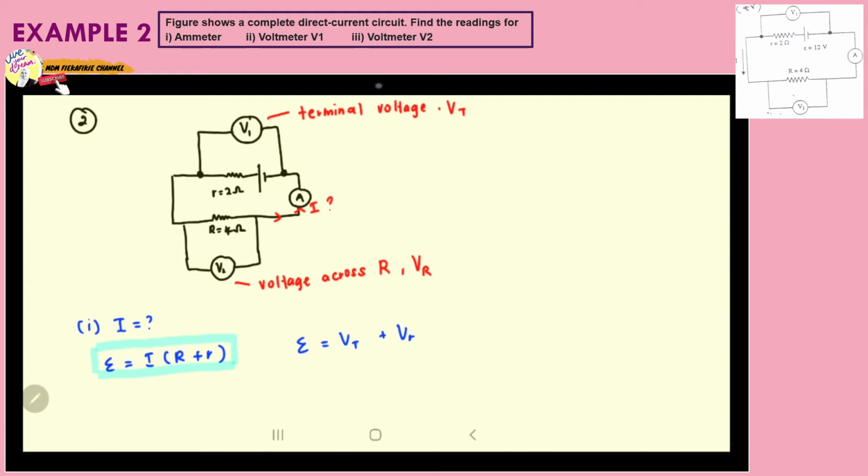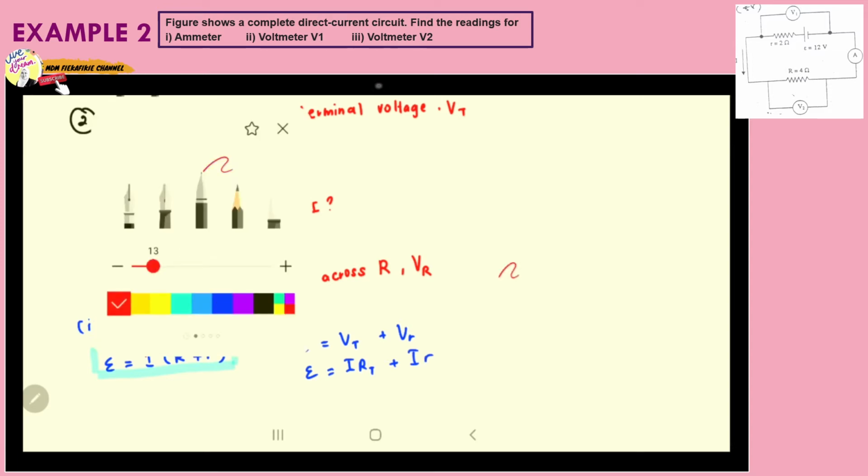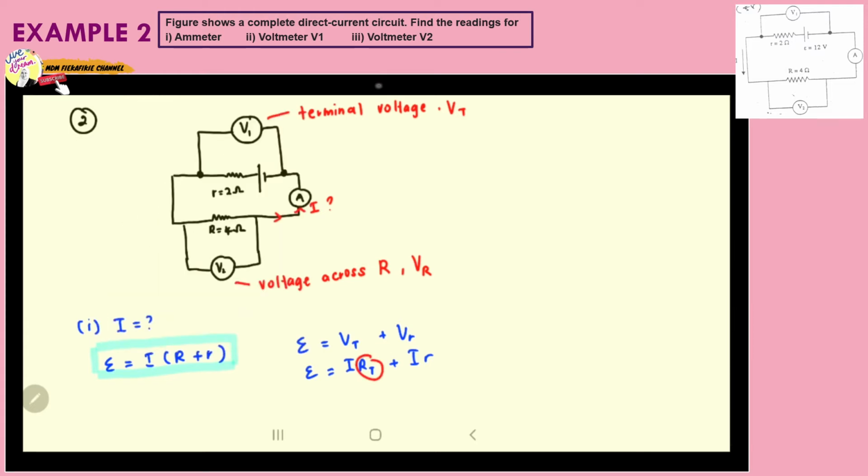Okay, I have shown this several times already. So EMF is equal to I R total plus I r, where R total here is the external resistance. So this refers to the external resistance, and here is the internal resistance. Okay, so we're going to have this as our reference. Now let's proceed.